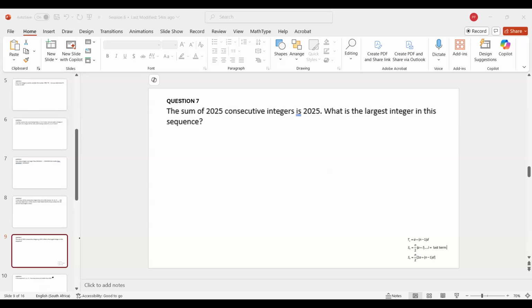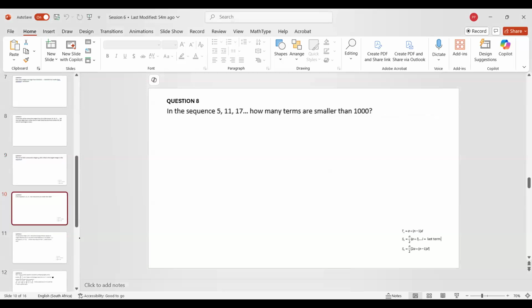And now I'm going to go a little bit faster. In the sequence 5, 11, 17, and so on, how many terms are less than 1,000? Now 5, 11, 17, in other words, you're adding 6 all the time. So this is a common arithmetic sequence. The common difference is 6.